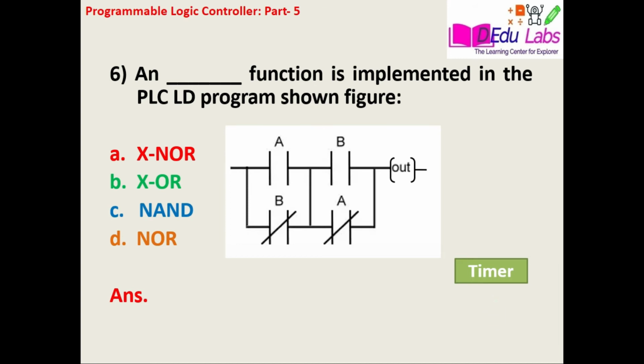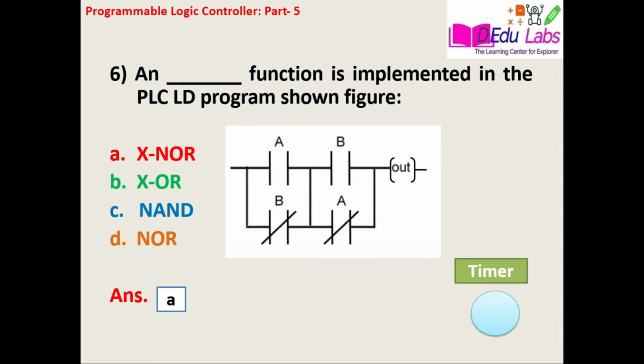So the answer is option number A, that is exclusive NOR gate. As shown in the figure, there are two inputs and one output. A and B are considered as inputs. Here, in the first case, A is a normally open switch and in parallel there is a B contact, and that is a normally closed switch.